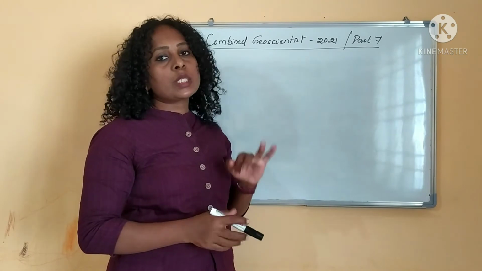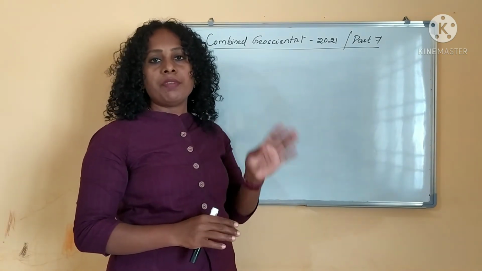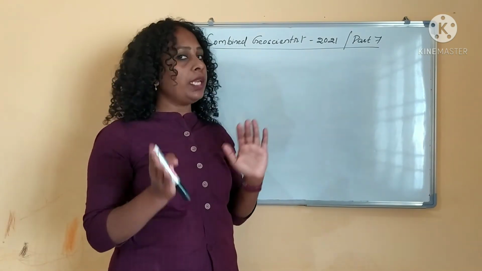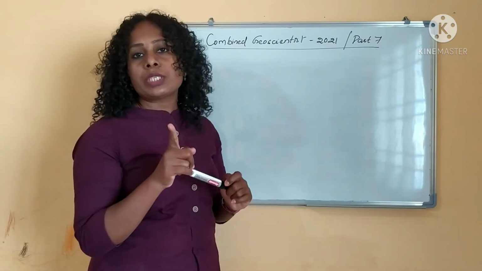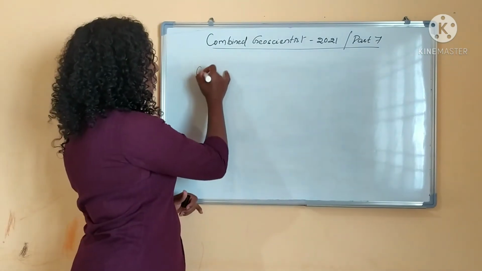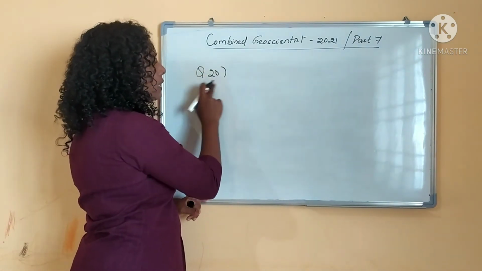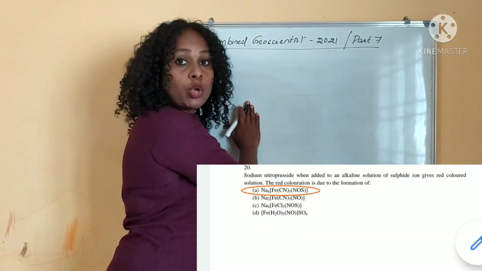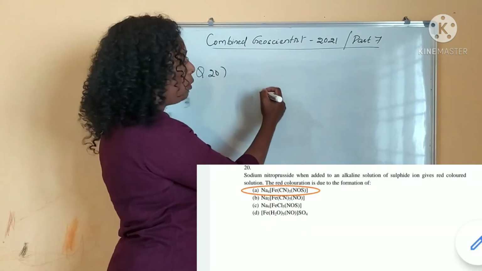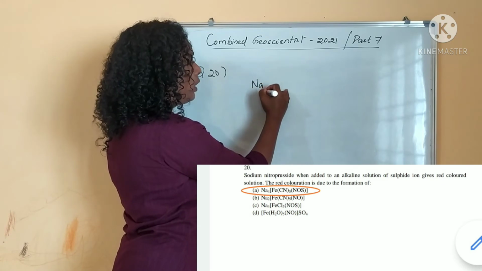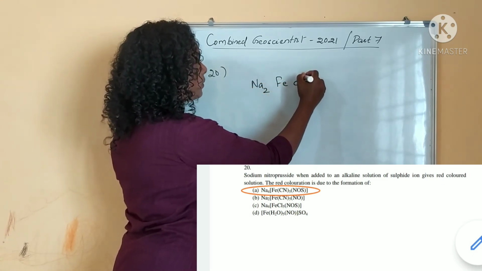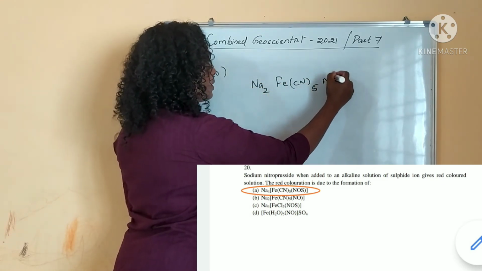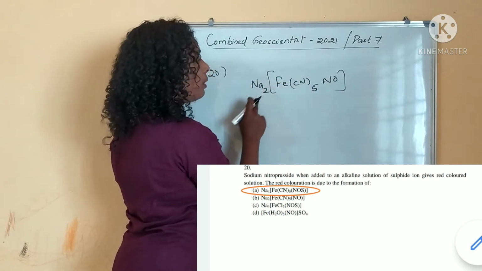Okay. And next is question number 19. Already we have solved, and up to 27 we have done. Only one question I have missed, that is question number 20. This is about when a sodium nitroprusside solution... What is sodium nitroprusside, first of all? Na2[Fe(CN)5NO]. This is sodium nitroprusside.